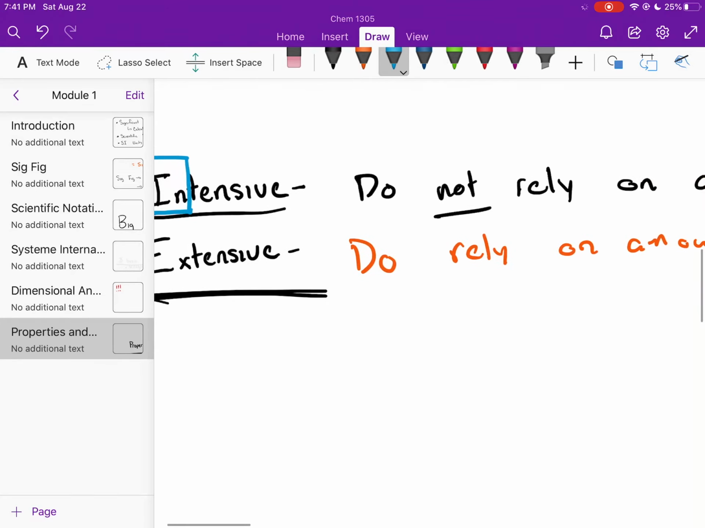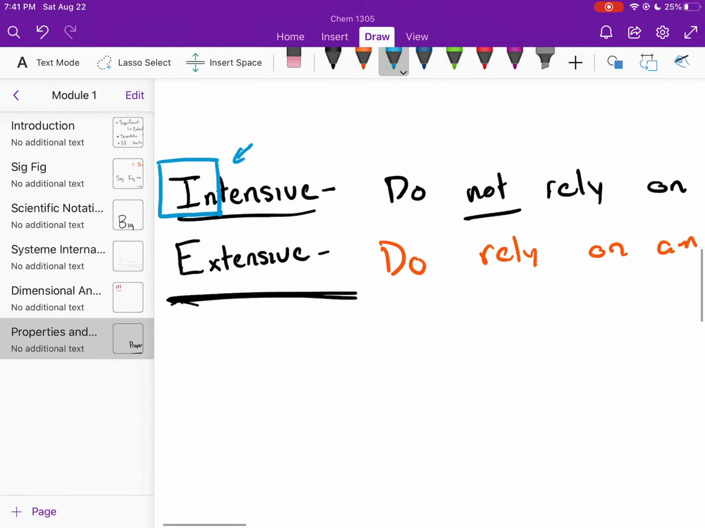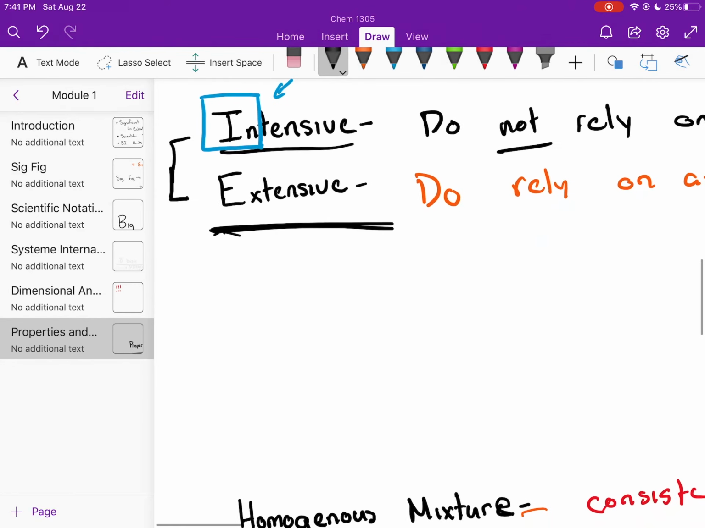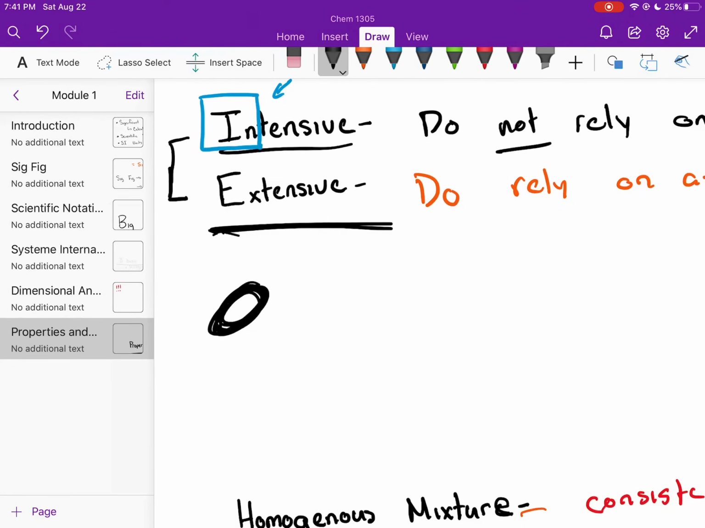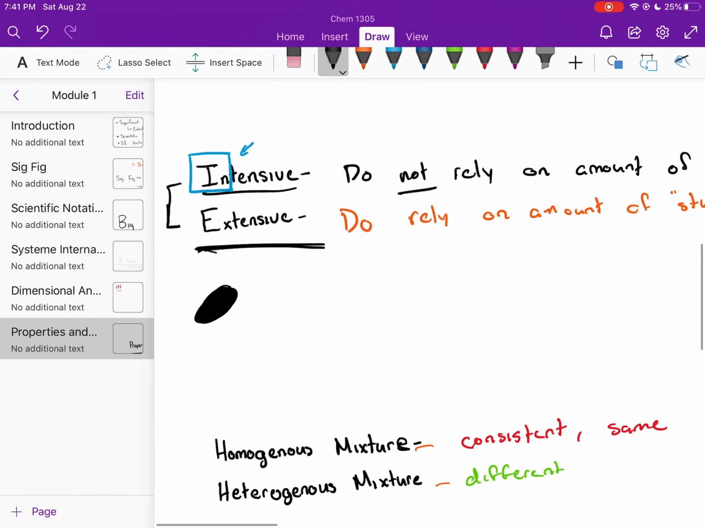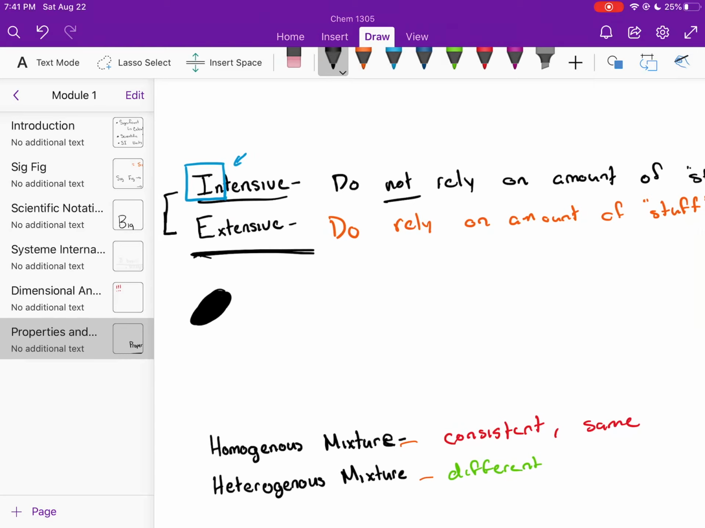You can find it within every single thing. So say you have a rock. Let's do an example. Intensive properties do not rely on the amount of rocks that you have. So say we actually have two, and we line them up side by side.